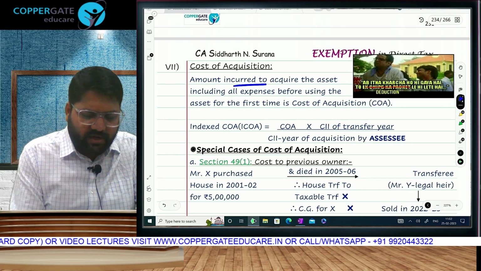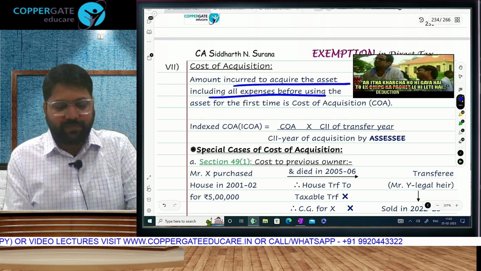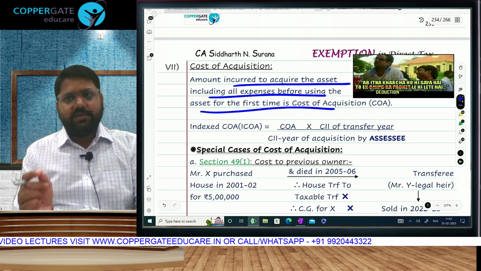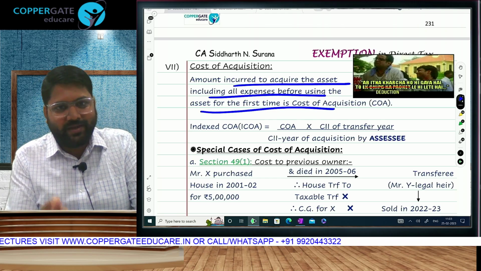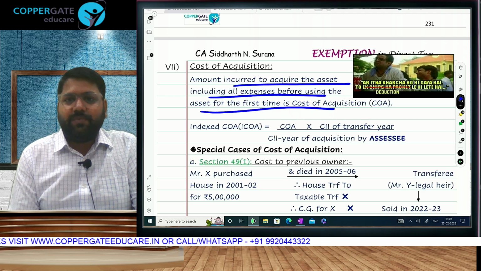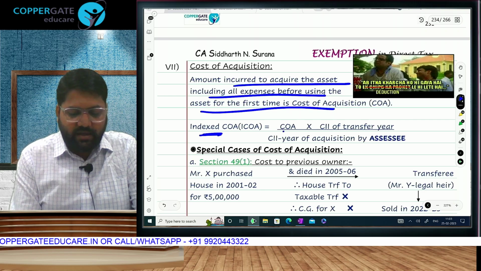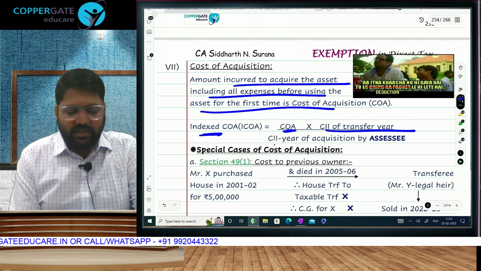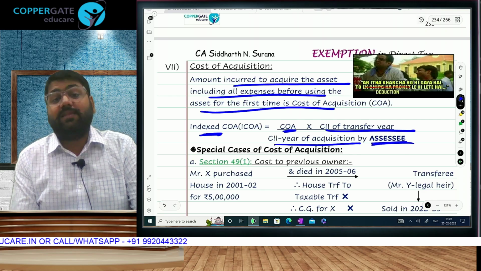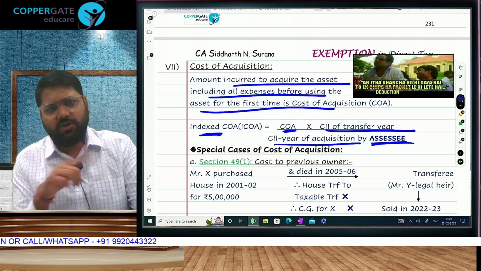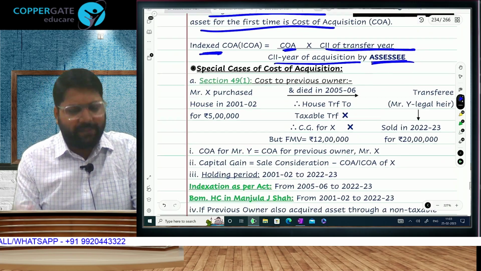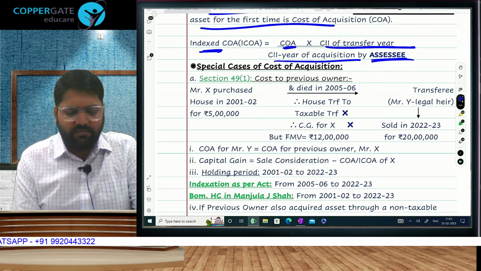What is cost? The amount incurred to acquire any asset, including all expenses before using the asset for the first time. Something that you have been doing in accounts all your life, that is going to be cost of acquisition, and obviously it will be eligible for indexation, where ICOA is COA into CII of transfer year divided by CII of acquisition year by the assessee. And this discussion also we have had in NRI taxation chapter. You can have a look at it to understand what I am saying.